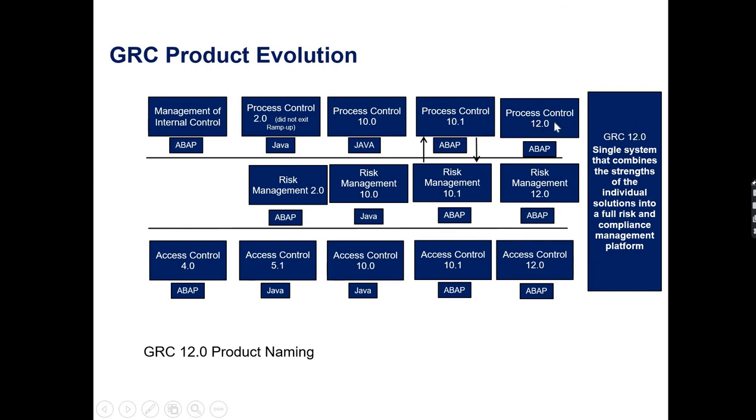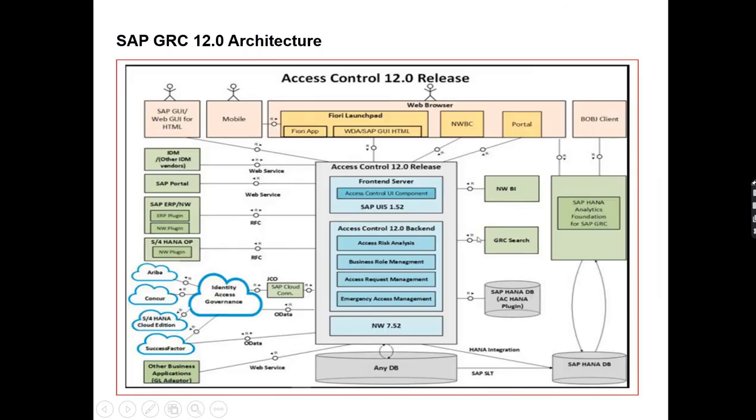GRC has the latest version GRC 12.0, then we have GRC 10.1, and then before that GRC 10.0. Before that many other versions are there, like 5.3, 5.2, 5.1, 4, 4.12, and before that we also had the Versa module. Okay, so this is about your GRC 12.0 architecture. So let's see what is there in the architecture.